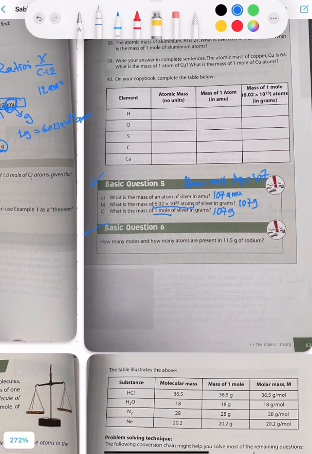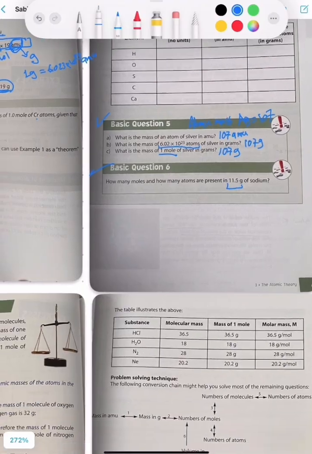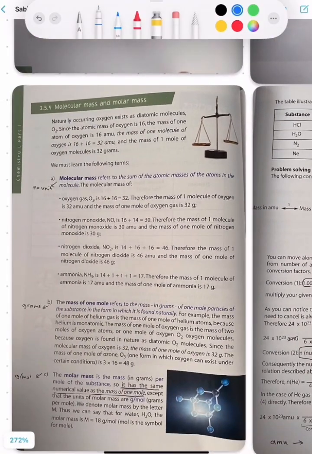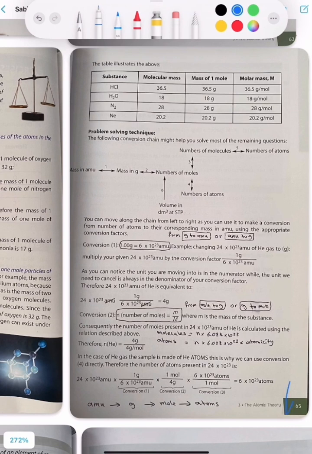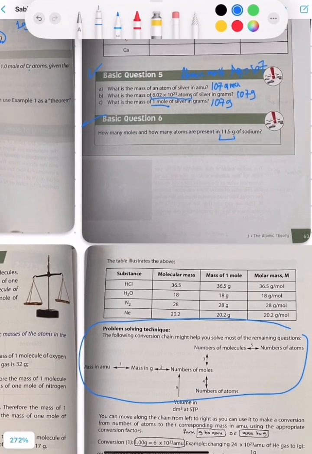Basic question 6. How many moles and how many atoms are present if you have the mass of sodium? Before doing this basic question, you have to know some rules. You can ignore all of this. We have many rules, especially this page 65. It's too confusing how they have explained, especially this diagram. I will write them down here, then you can just write them down in your notebooks.